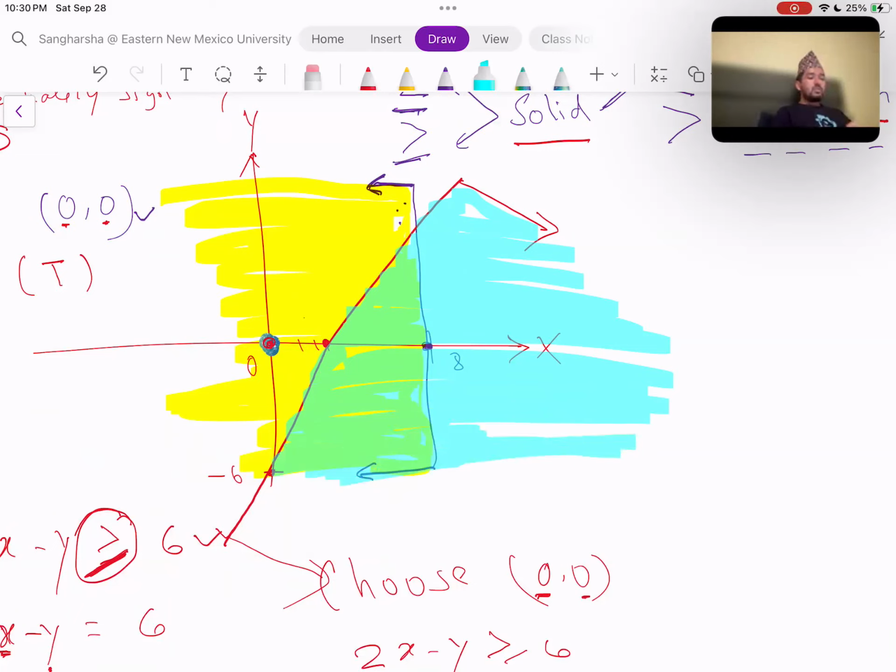Now, do you see a common solution? Do you see a region which is common for both inequalities? You see this green color? This is the solution for this system of inequalities. That's what we want, and this is our final answer.